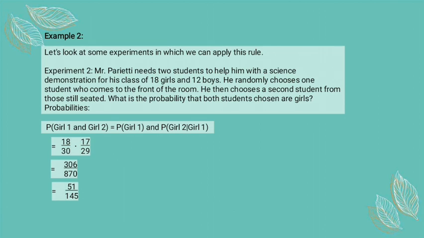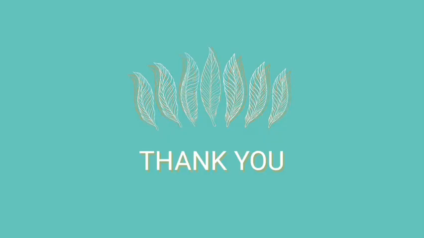The probability of girl 1 and girl 2 equals the probability of girl 1 times the probability of girl 2 given girl 1, which equals 80 over 30 times 70 over 29 equals 306 over 870 equals 51 over 145.